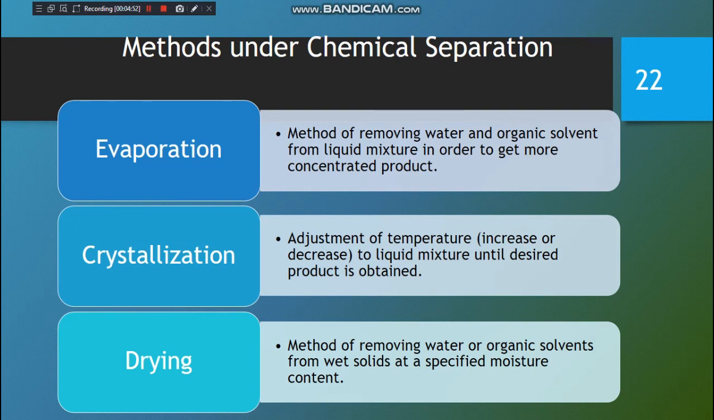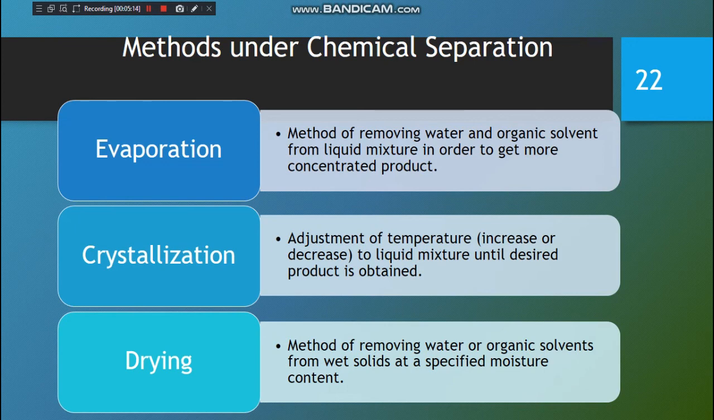And based on that definition, for crystallization, also known as precipitation, it is very important to realize that initially the mixture which contains the desired compound is in the form of liquid. Then the temperature is adjusted so that the desired compound becomes solid.